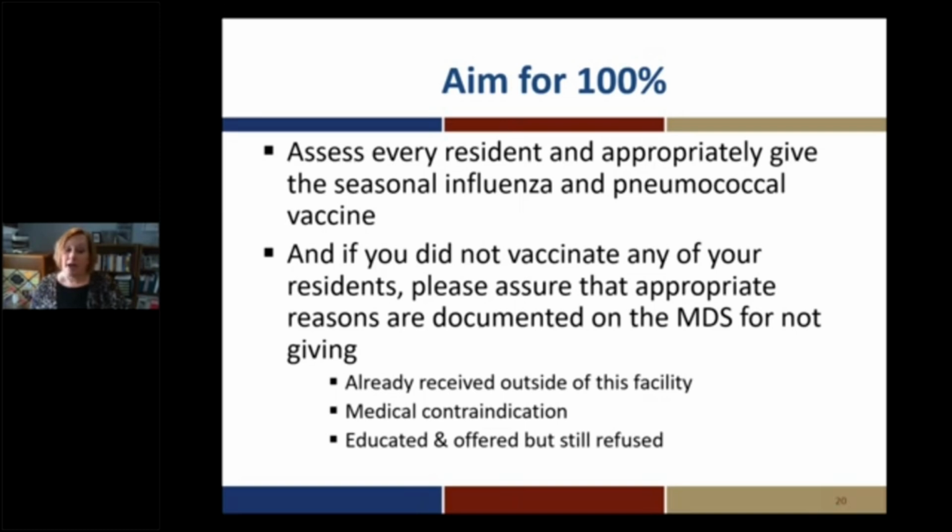The QM will not be negatively impacted if the resident declines the vaccination, as long as your staff has provided appropriate education and offered the individual the vaccination. If they say no, that is okay. That is their right, and that means that this is appropriate. Additionally, if the resident cannot have the vaccination due to a medical contraindication such as an allergy or history of Guillain-Barré syndrome, that is considered appropriate and so does not negatively impact the quality measure.